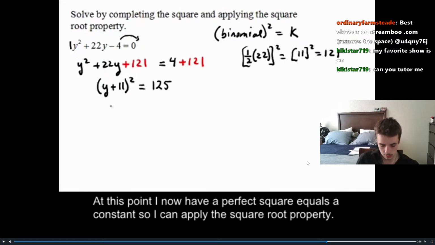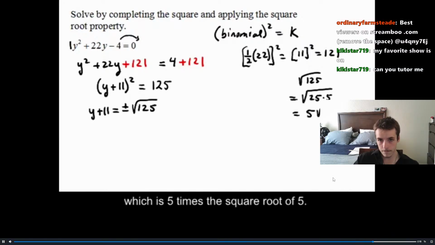So then you get y plus 11 squared equals 125. We have the... cool. 125 factors off to the right, which is 5 times... Gives you, if you square root that, y plus 11 equals plus or minus the square root of 125.